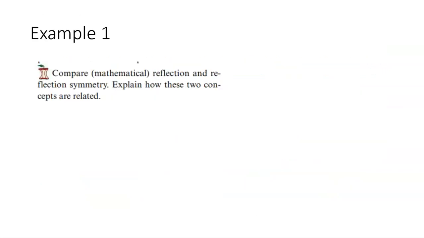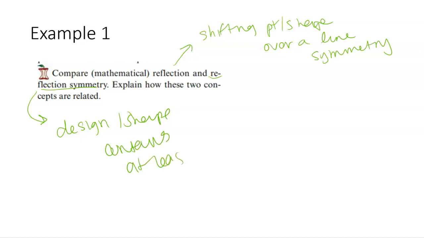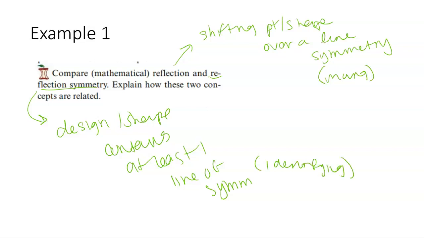Compare mathematical reflection and reflection symmetry and explain how these are related. A mathematical reflection was covered in 14.1, and that's where we're shifting a point or a shape over a line of symmetry. We were taking those shapes over a line of symmetry. But reflection symmetry is when a design or a shape contains at least one line of symmetry. So with a reflection we're moving things around, and with reflection symmetry we're identifying the line already in the space.